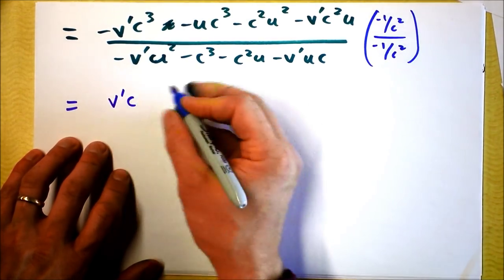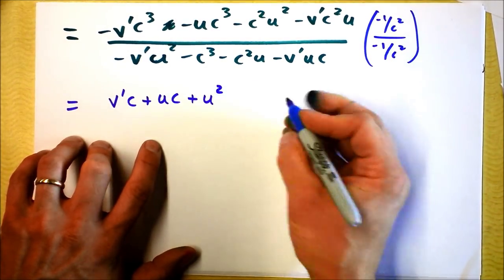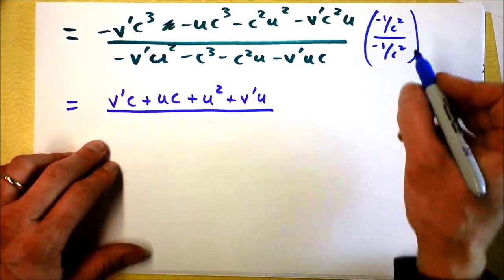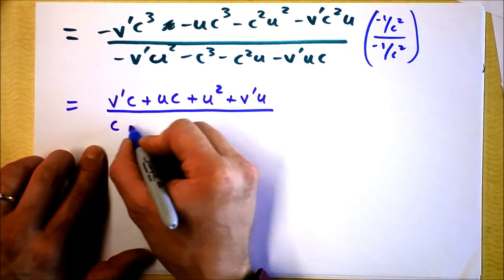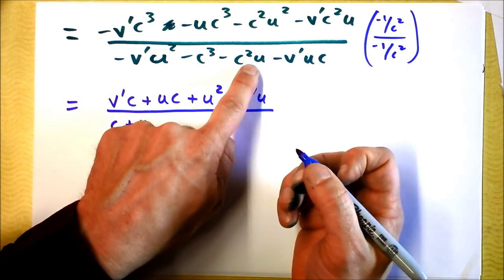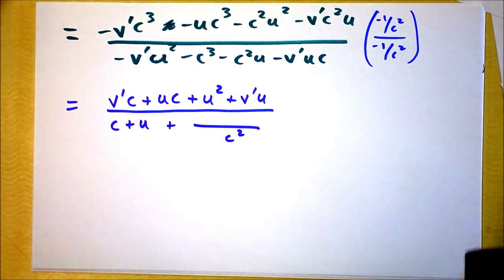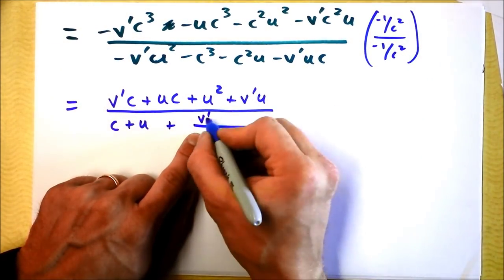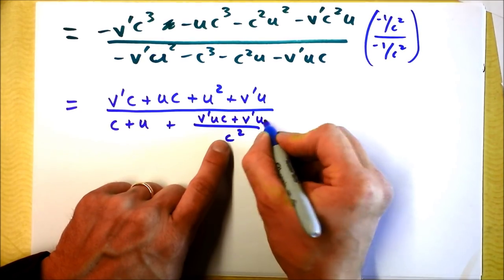So I get v prime times c plus u times c plus u squared plus v prime u. Oh, what a nice numerator. How wonderful. But the dividing by c squared is going to end up being a little bit of a trouble down here because there are two terms that don't have c squared in them. So I'm going to write it like this. I get c plus u. You see that? I got c plus u by dealing with these terms here. But then I have two remaining terms that don't have c squared in them, so I'm actually going to write them over c squared, because I'm thinking about the form of the answer that I'm trying to get. This is a little bit of a sneaky game. I'm going to write v prime times u times c, and then it's going to be plus v prime times u squared.